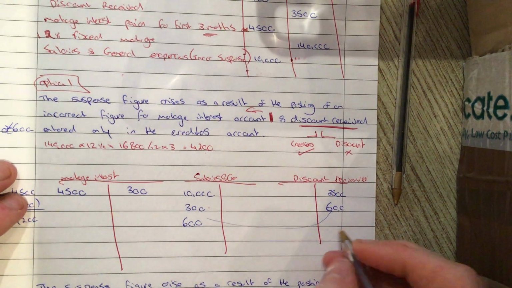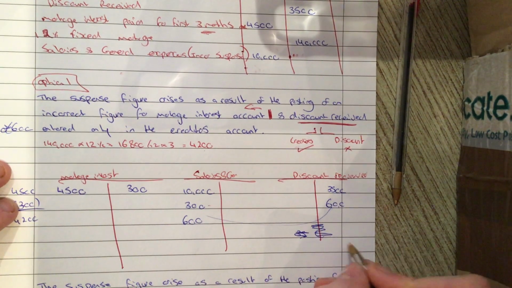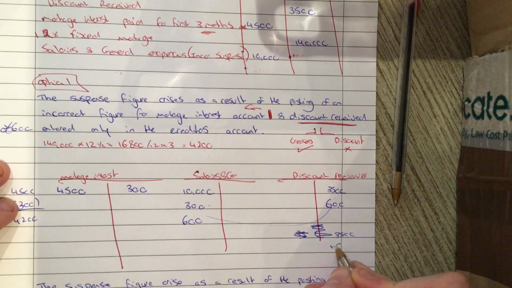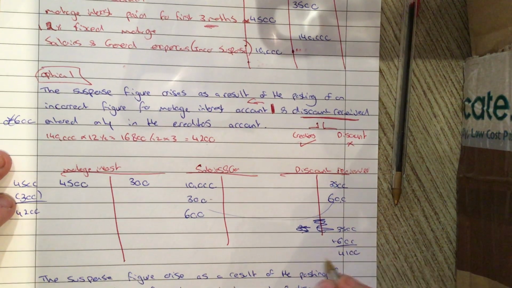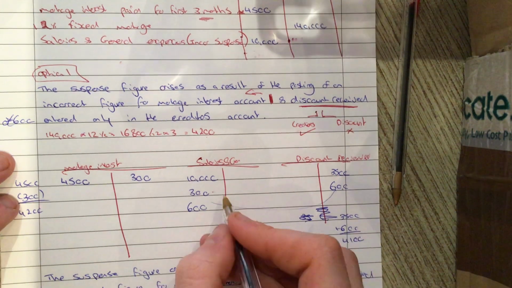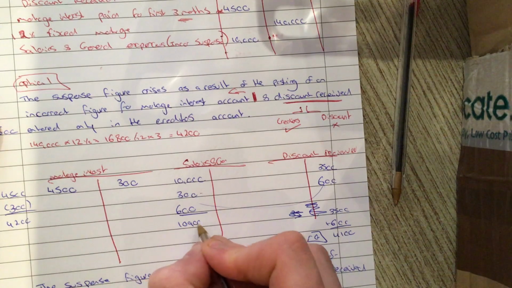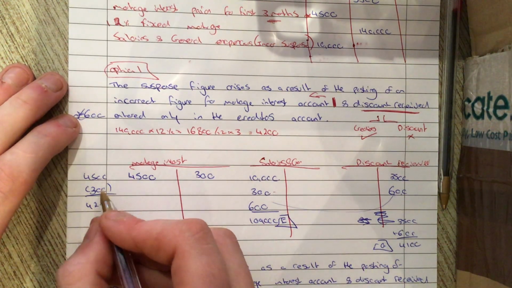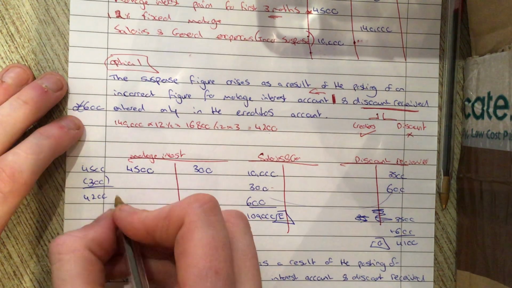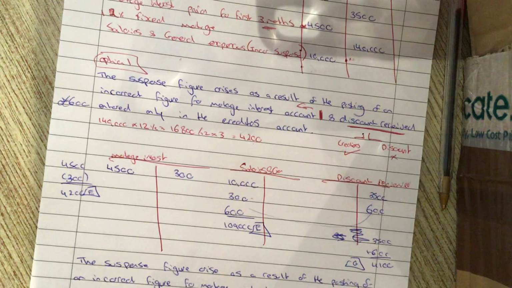All right, so it should look like this: €3,500. Sorry, that's nothing to do with that now. So 3,500 plus 600, it's 4,100 euros, right? That's my discount received. What's that? That's a gain. This is salaries and general expenses. Just total all that up and you should get 10,900. That's an expense. And then mortgage interest is just going to be 4,500 minus 300, gives me 4,200 euros.